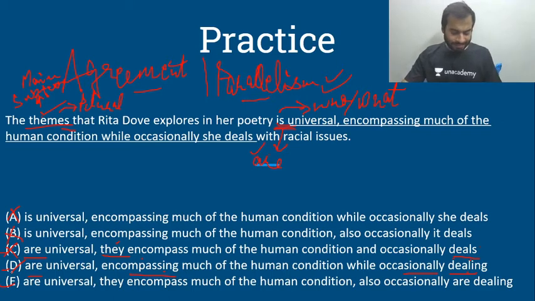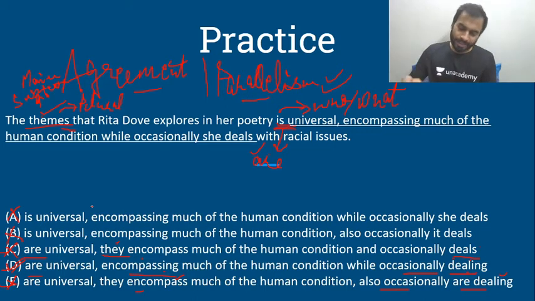Let's look at E. Are universal, they encompass much of the human condition, also occasionally are dealing. So there is a lot of fragmentation here, right? Plus these two verbs are not parallel. Encompass is not parallel with dealing, so we eliminate E as well, and D, my friends, is the correct answer. So this is how we approach such sentence correction questions where two or more rules are being tested simultaneously.